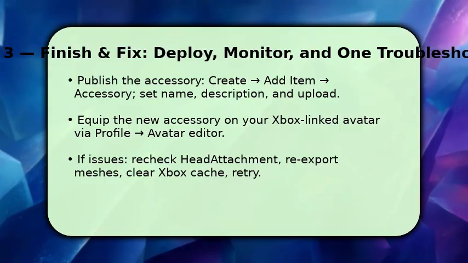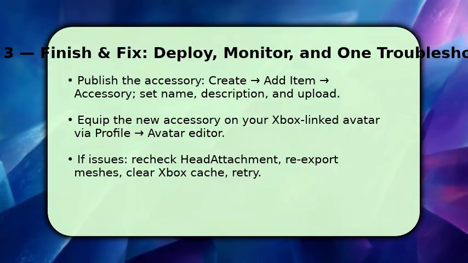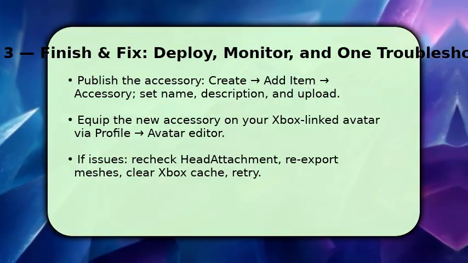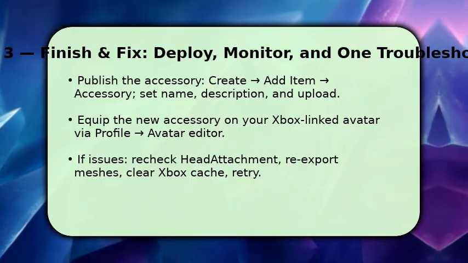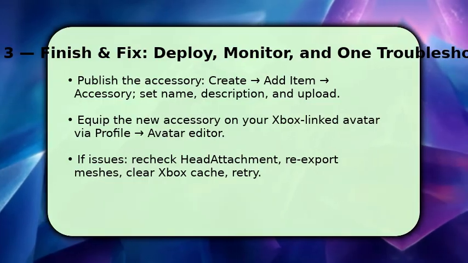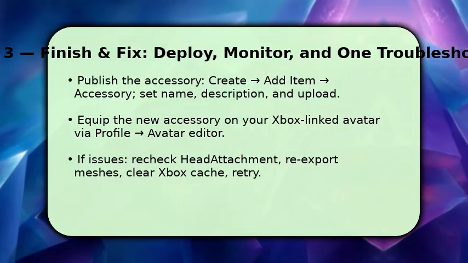Finally, publish the combined accessory as a single catalog item from Studio and wait for processing. You need a validated accessory for Xbox. Once processed, open Roblox on Xbox, go to your avatar editor and equip that accessory. It will show both faces because they are one item.